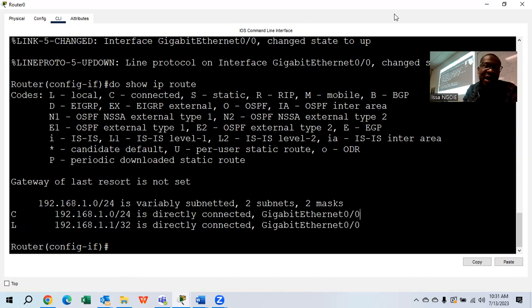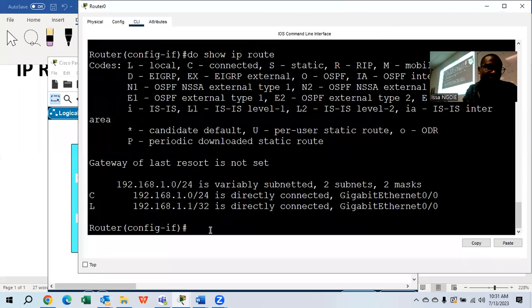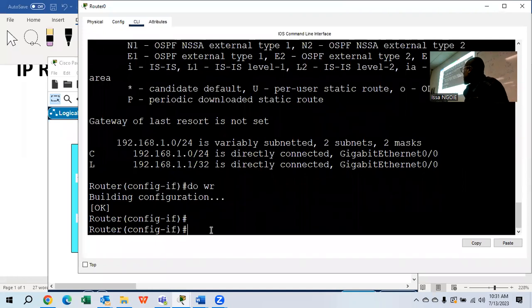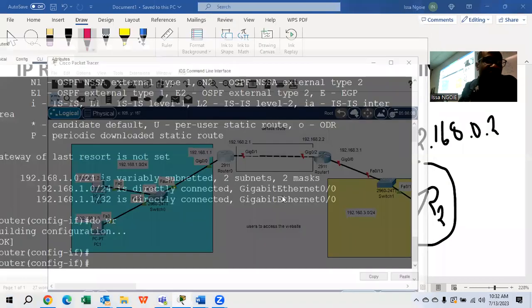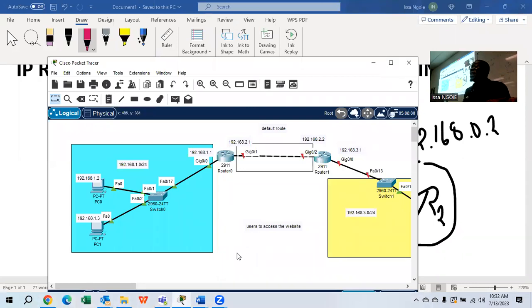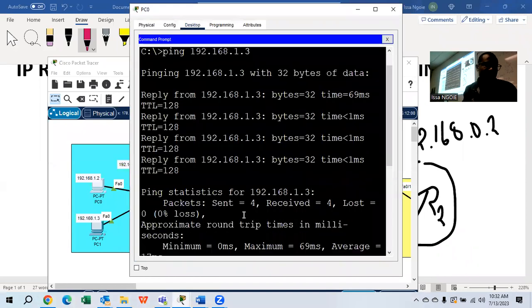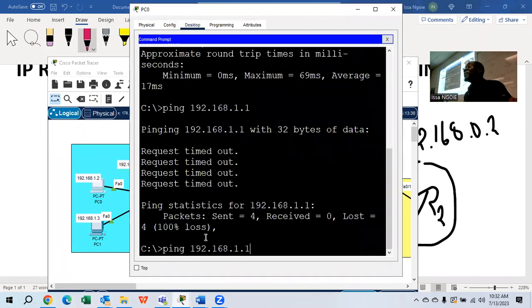Right? Now, we can save, do wr, right? Do write. Now what we're gonna do, let's go to one of the PCs again. Let's try to communicate to the default gateway. We're gonna ping the default gateway again, right? You have to ping the default gateway.